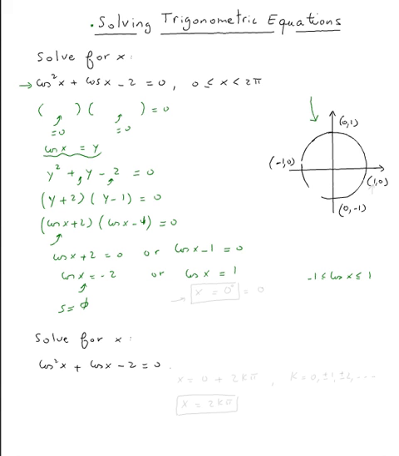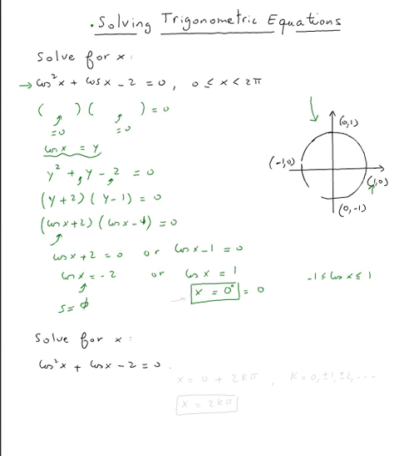So cosine is equal to 1 means what? It's the only one, right? So it's 0 degrees. So this means x is equal to 0 degrees or 0 radians, same thing. Well, actually radians, because it's 0 to 2 pi. So x equals 0.